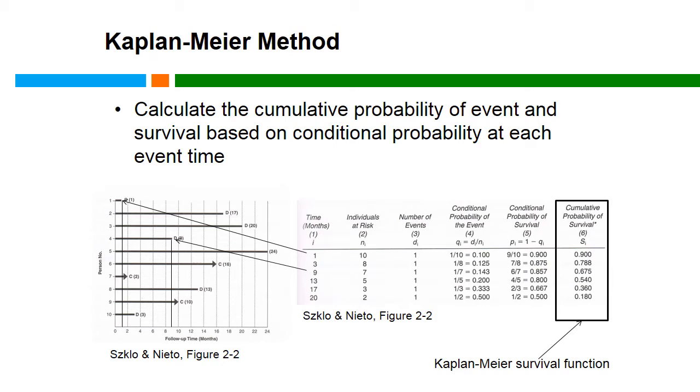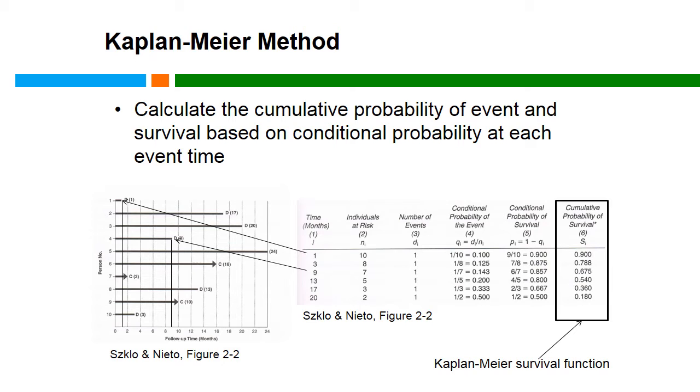At the time of each event, in this figure, at times 1, 3, 9, 13, 17, and 20 months, the conditional probability of the event is calculated as the number of individuals having the event divided by the number of individuals remaining at risk, that is, the number of individuals that are still under observation at that time. The conditional probability of survival then is calculated as 1 minus the conditional probability of the event, and the cumulative probability of survival at each time point is the product of the conditional probabilities of survival up to that time point.